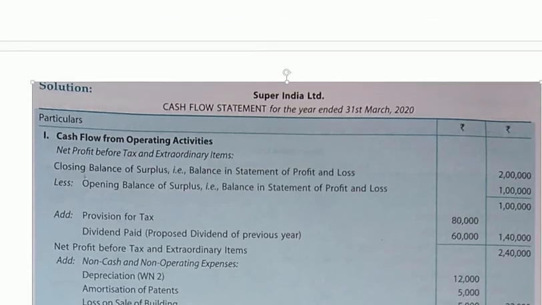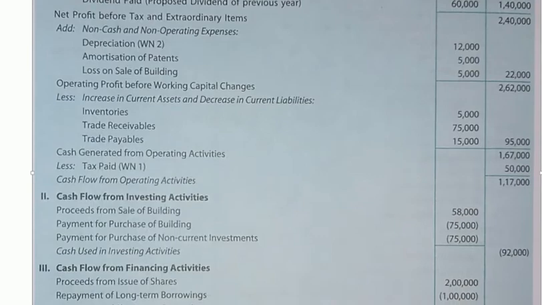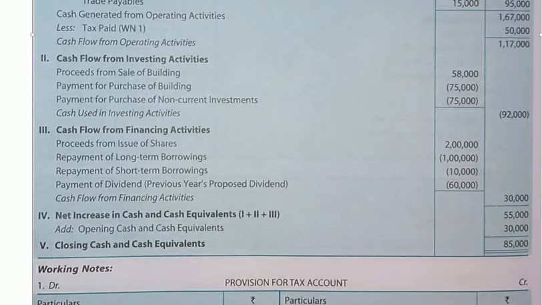Now let's go into the question and see what else is a part of our assets. Point number B under non-current assets is non-current investment. Previous year it was nil. Current year it is 75,000. That means an increase of non-current investment. Increase is due to purchases, and this results in outflow of cash. So you can see here in investing activity, payment for purchase of non-current investments 75,000 is to be subtracted from investing activity.